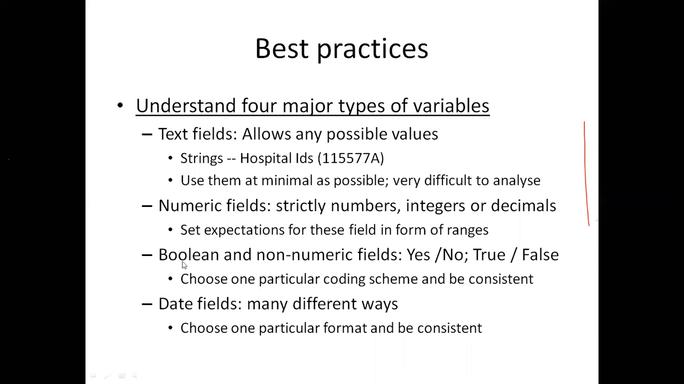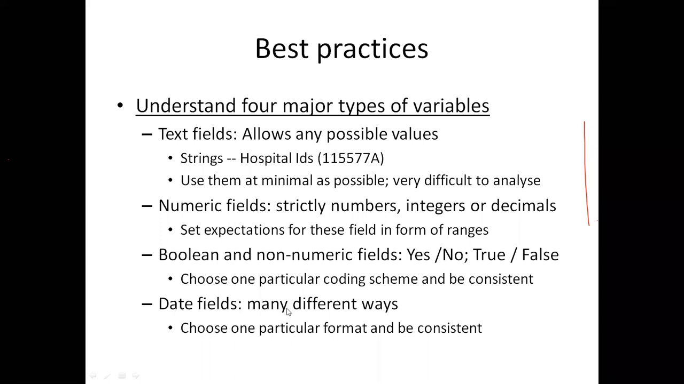Likewise, the third set is called non-numeric fields or Boolean fields, where it takes yes or no, true or false values. The important thing about these non-numeric fields is that if you're coding, let's say you have 10 variables which are of Boolean nature, yes and no, be consistent with the coding scheme, where 1 would mean yes and 0 would mean no. If you're going to code in that way, then consistently use the same coding for the rest of the variables as well.